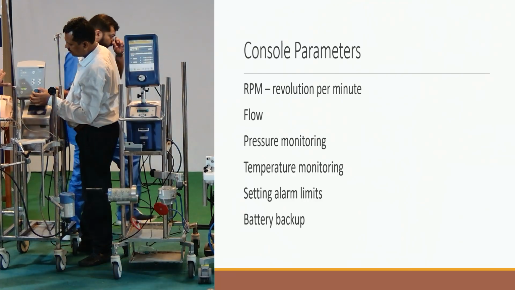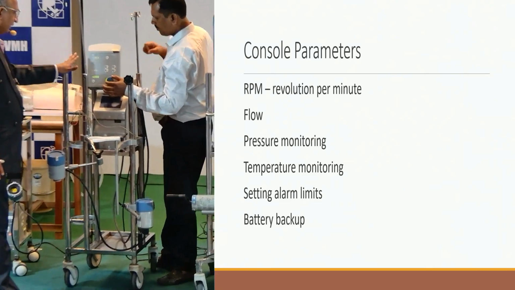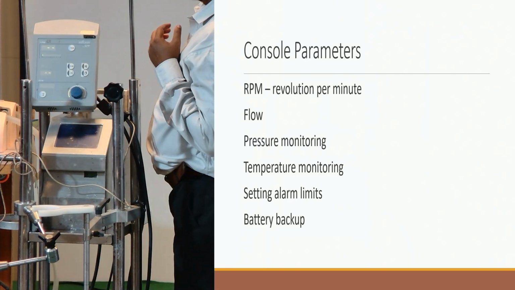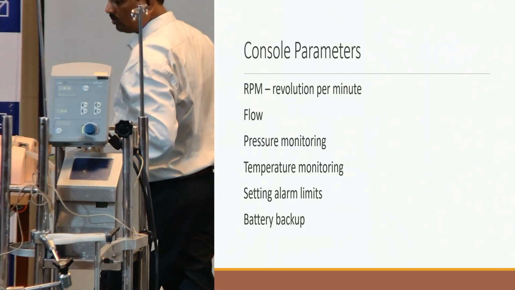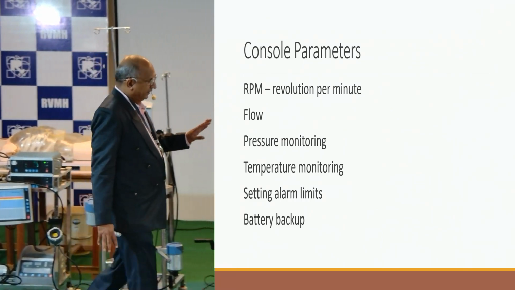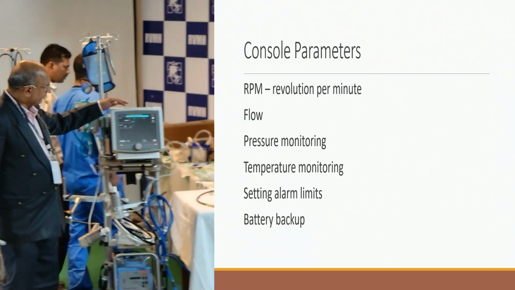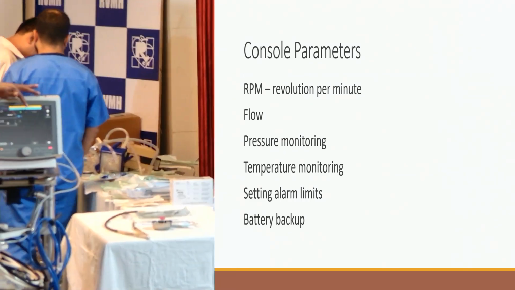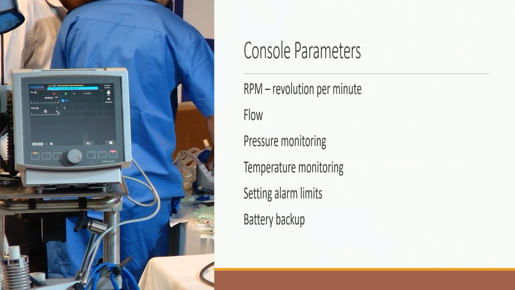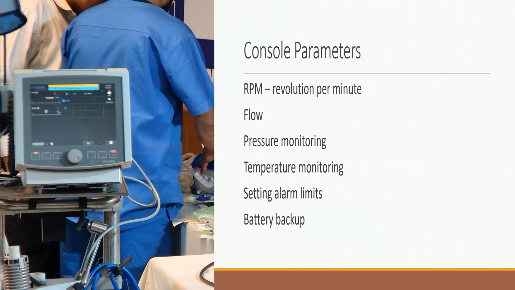You can get P1, P2 pressures in this also. You can see the pressures in this. In Centrimag, you can't measure the pressures here. And here, if you see Medos, you get to see all three pressures, P1, P2, P3, all three pressures you will be able to see. Okay. So again, that is the display board, which is different in all the machines.